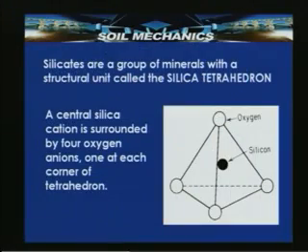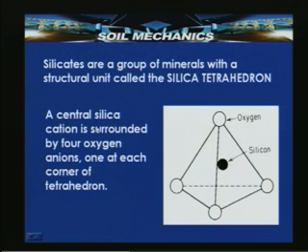It was reported that 90% of soil predominantly has silicates. So, the most abundant and important mineral, as far as soil is concerned, is silicates, formed from two elements, silicon and oxygen. The silicates are a group of minerals with a structural unit called the silica tetrahedron. This slide shows oxygen at the corners of a tetrahedron and silicon at the center.